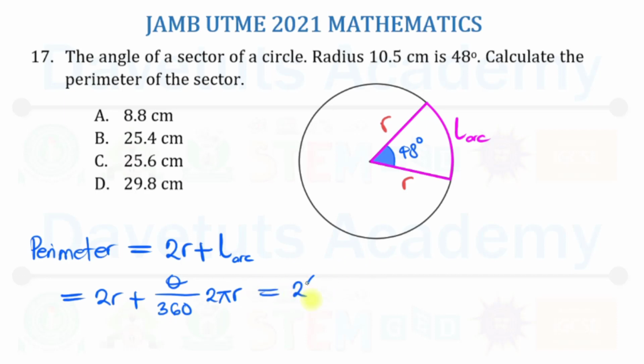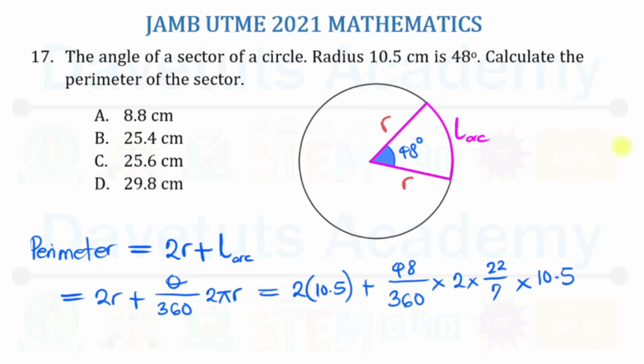So r we're given as 10.5, so 2 times 10.5 plus, what's that theta? It is 48 degrees over 360 degrees multiplied by 2 pi, where pi is 22 over 7, then multiplied by r. r is 10.5 again. So we can try and find a means of solving this out. Noting that these are all together while that is standing alone, 12 can go here, 12 in 360, that will be 30.